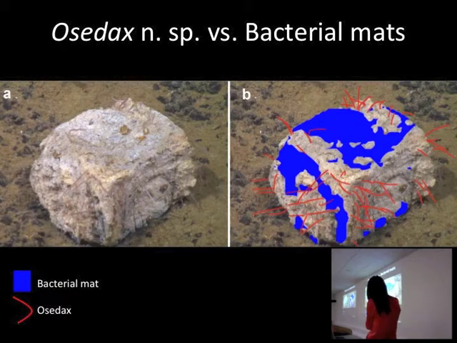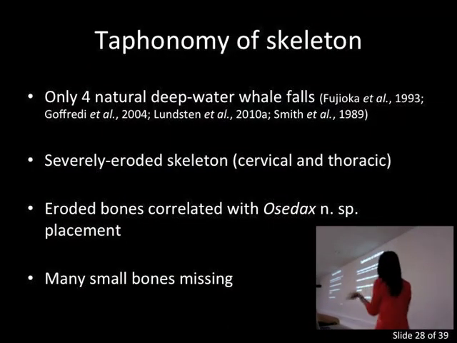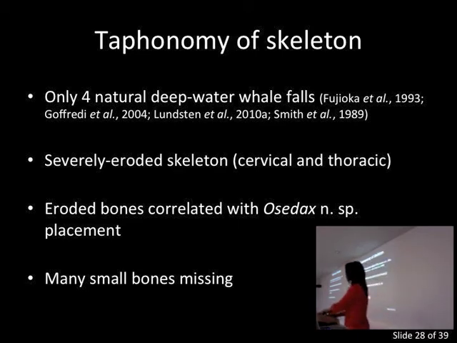Or maybe even, I have other reasons, I'll tell you shortly. So, when we look at the taphonomy of the skeleton, the first thing I want to say is that natural whale falls are quite rare. I mean, there's no way to find them really, unless you put one down there.